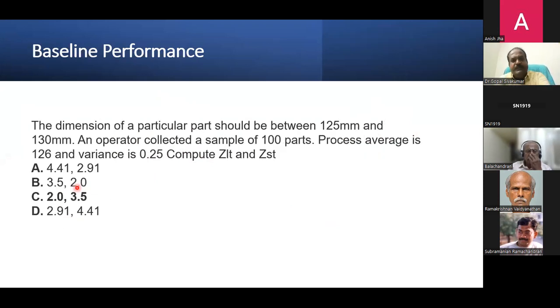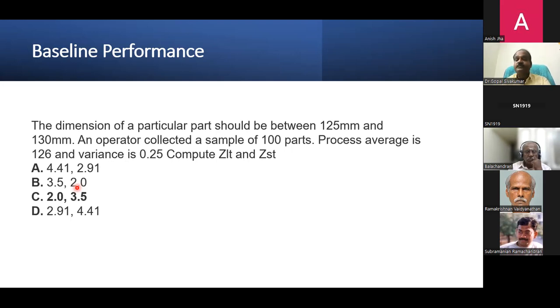Now, the dimension of a particular part should be between 125 and 130 mm. USL, LSL are given. An operator collected a sample of 100 parts. Process average and process variance are given. You need to compute ZLT and ZST. Can you understand the trick here?